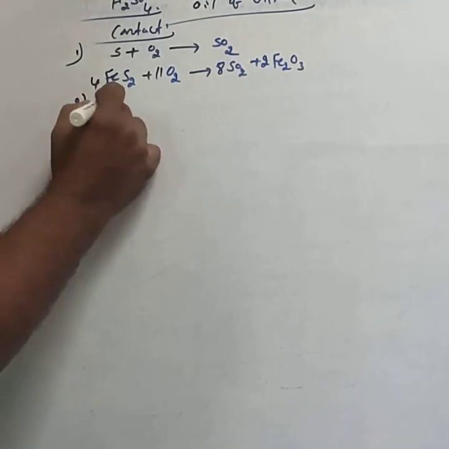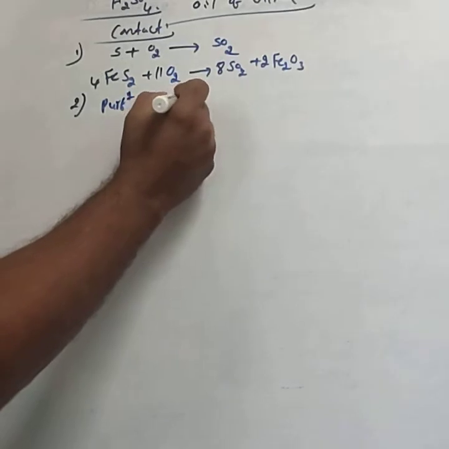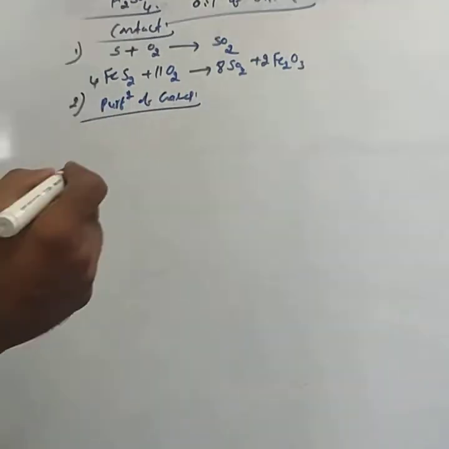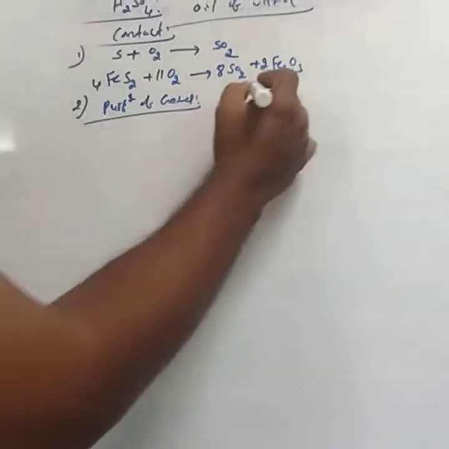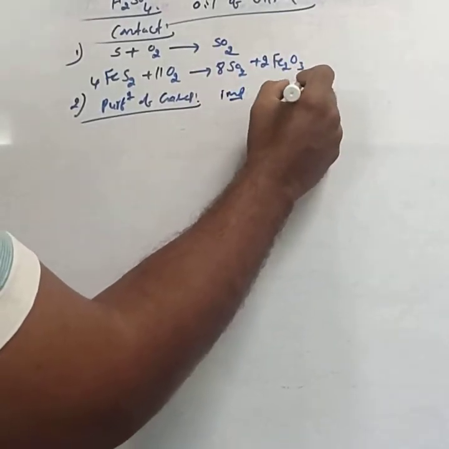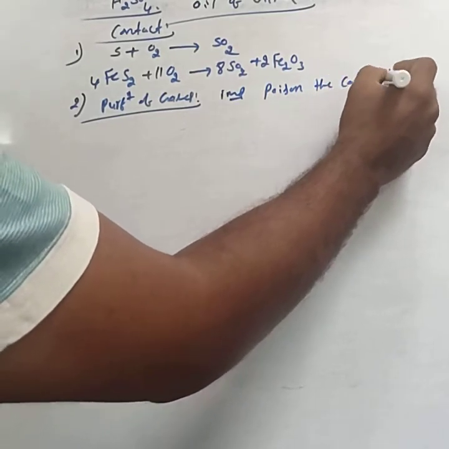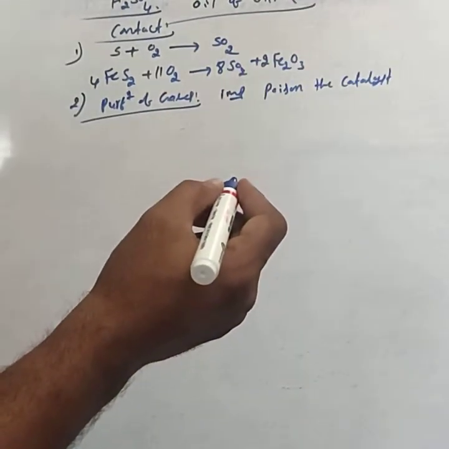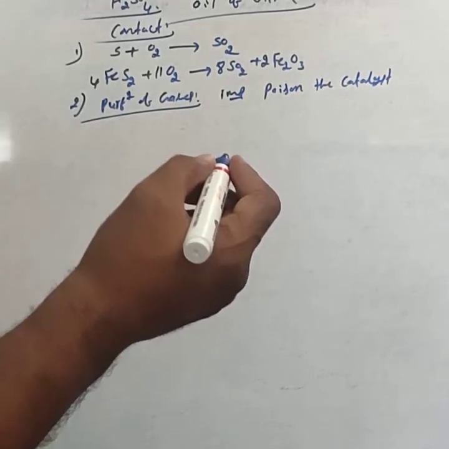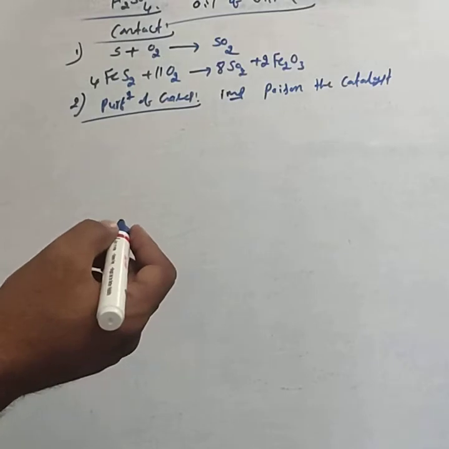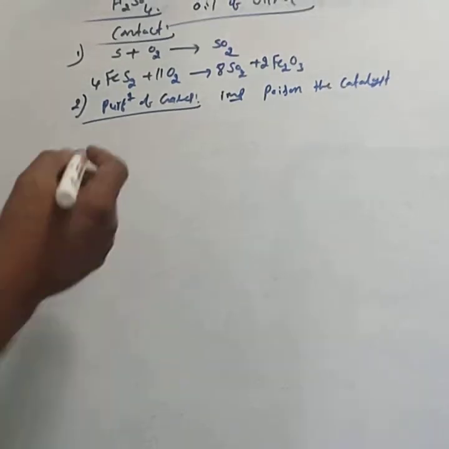Then the second step is purification of the gases. Why do we have to purify the gases? If any impurity is present, it poisons the catalyst. Hence, you have to purify the gases before passing them through the catalyst chamber. That can be done by passing through different chambers.